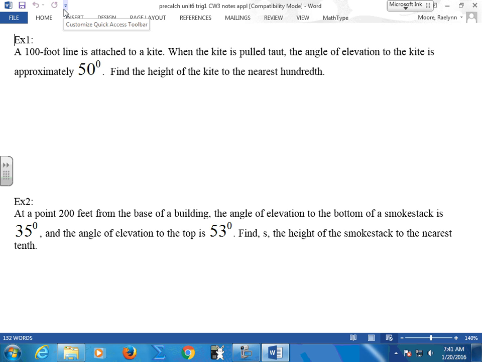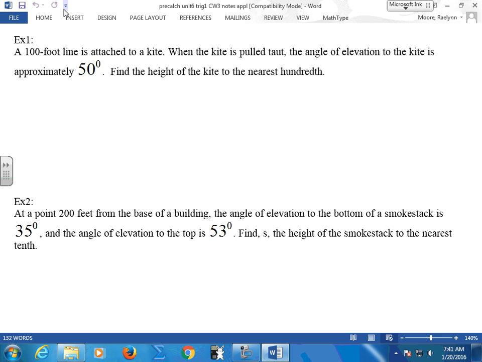A 100-foot line is attached to a kite. When the kite is pulled taut, the angle of elevation to the kite is approximately 50 degrees. Find the height of the kite to the nearest 100. When we ask you to round, that means you're going to be picking up your calculator. And 50 degrees, is that one of your special triangles? No. So you're definitely going to be picking up your calculator.